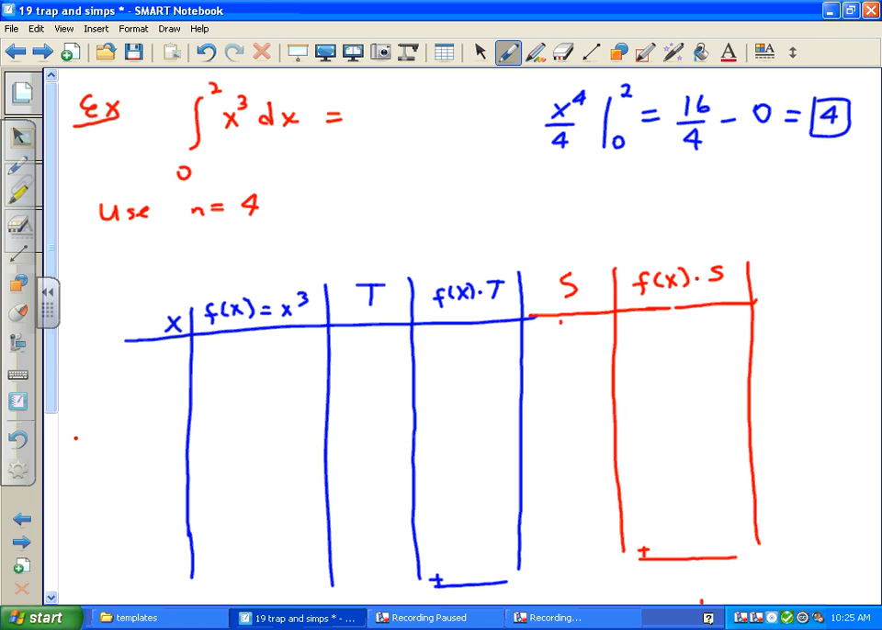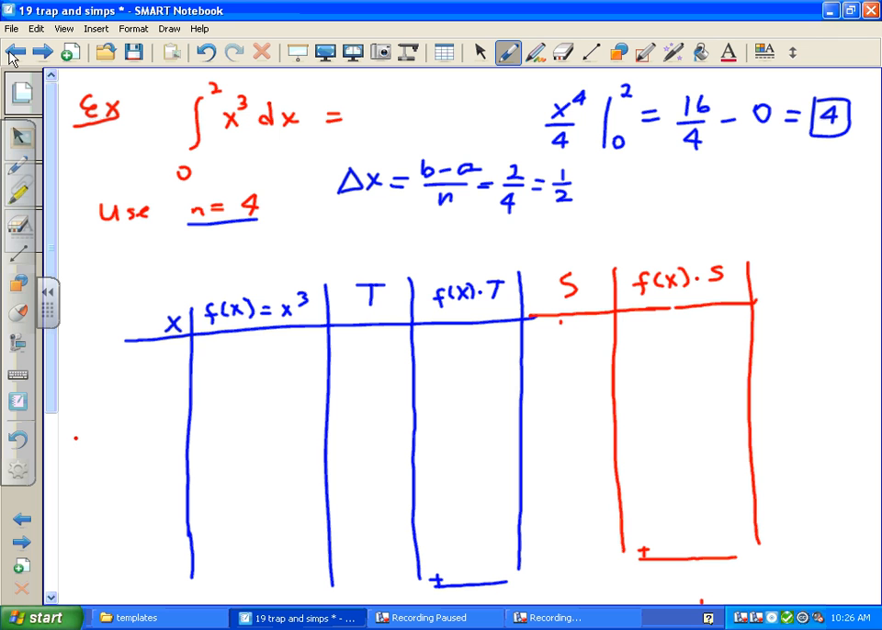Okay, first thing we do is, as always, we get what delta x is. Since the question said use n equals 4, the rule is b minus a over n. In this case, b minus a is 2, and 2 over n is going to be 1/2. So this is our delta x, 0.5. Any questions about that? What delta x is?